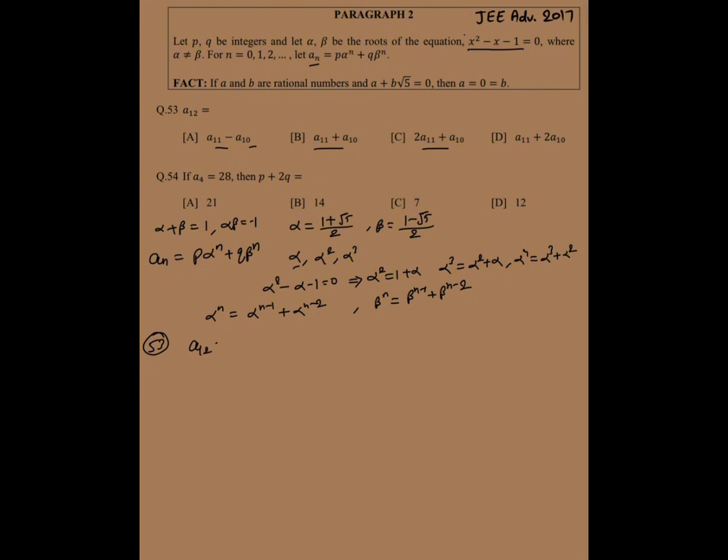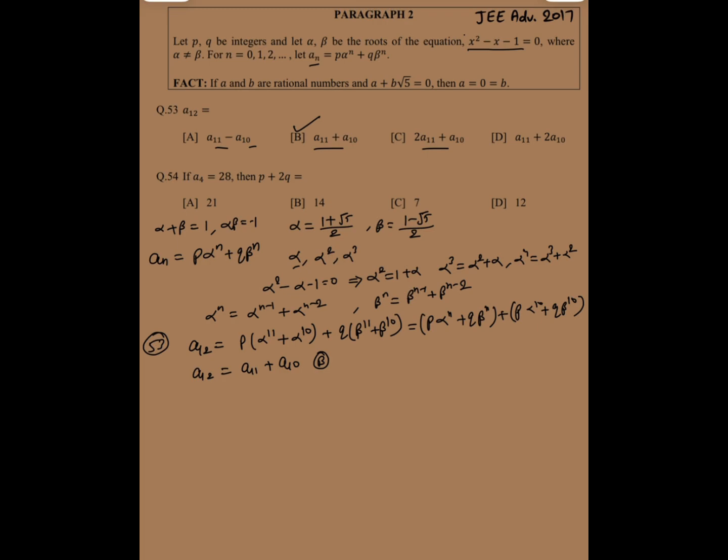We have to find A12. So we will write A12 equals P into alpha to the power 12, and we already know how to write alpha 12. Similarly, we will write beta to the power 12. We can see that A12 is A11 plus A10, and therefore our answer is B.